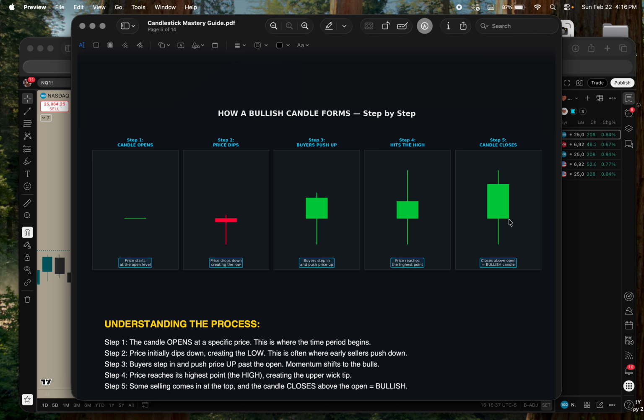Price definitely opened up here. It got as low as here, it got as high as there, and it closed at the top. This is how every single candle is interpreted.